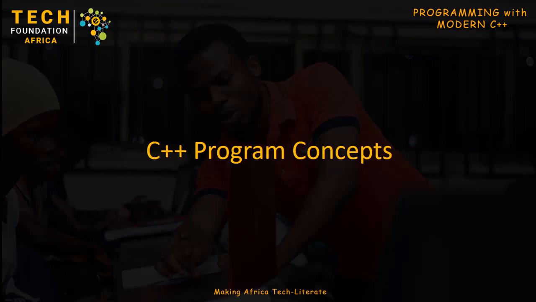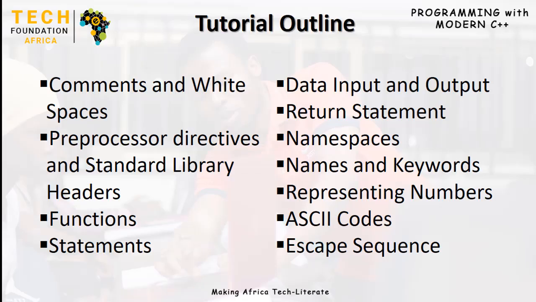Today I'm going to talk about the C++ program concepts, and this tutorial is based on the program we wrote. But I've modified it a little bit to include other things so that I can do more with this video. This is what I'm going to treat today: comments and whitespaces, preprocessor directives and standard library headers, functions, statements, data input and outputs, return statements, namespaces, names and keywords, then how C++ represents numbers, then ASCII codes, and finally escape sequences.